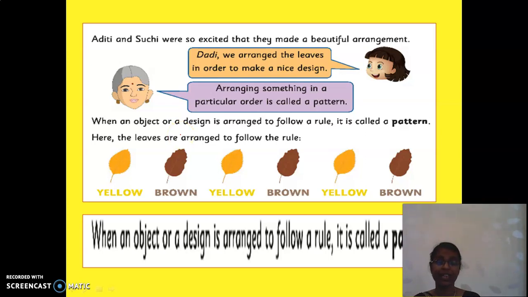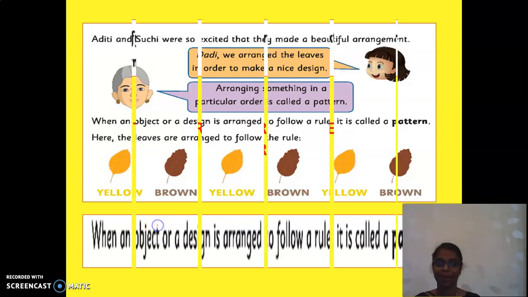So likewise, it might be an object or a design. Have you seen the rangoli? I have discussed it, isn't it? They draw the rangoli with the help of shapes. Repeatedly they extend the shapes to make it bigger. Have you seen rangolis? Yeah. So when a design is arranged to follow a rule, it is called a pattern. It might be an object or a design, but in an order to be followed. Here the leaves are arranged to follow the rule. Now tell me, what is a pattern? Yeah, when an object or a design is arranged to follow a rule, it is called a pattern.